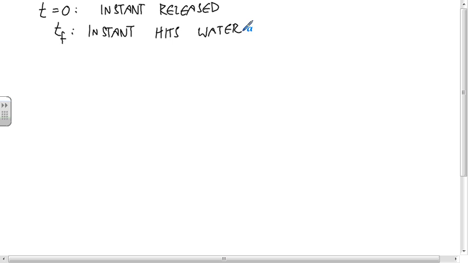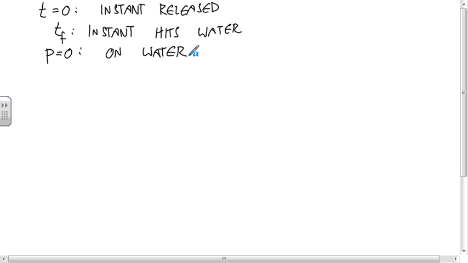Okay, so now our choice for where the position is equal to zero. There are a couple of sensible choices for that. I think most people would say position equals zero on the surface of the water. That's what I would do. But you could also choose your position equals zero to be at the bridge, at the location where it's released. Let's choose position equals zero on the water.